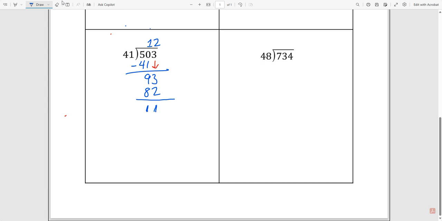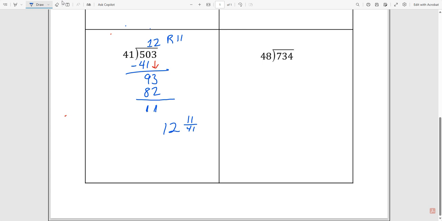And our answer, therefore, then we have a remainder of 11, since 11 can't be divided by 41. And again, if your teacher wants you to write this as a mixed number, 12, and what's left over is a fraction or a part of 41, 11 over 41.